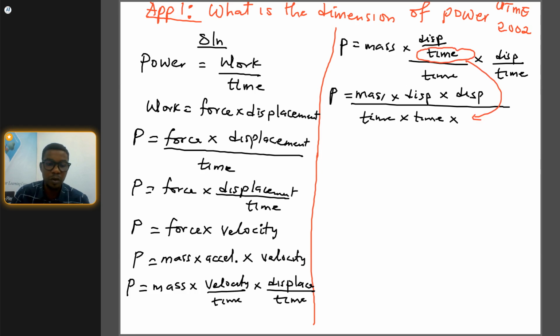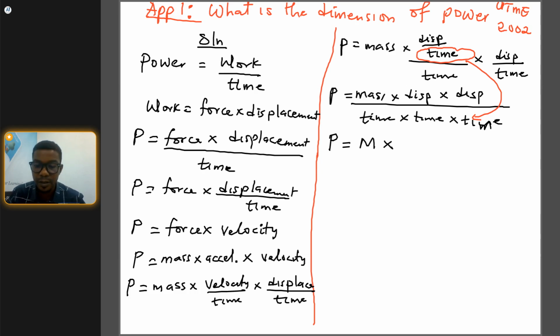We also come to the denominator. So we are going to have another times time again. Is that taken? So we have now P, which is power, equals mass. Mass is talking about what alphabet? We said mass in the dimension is M. So this is M times.